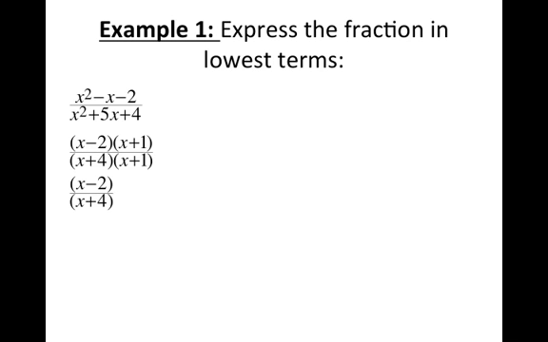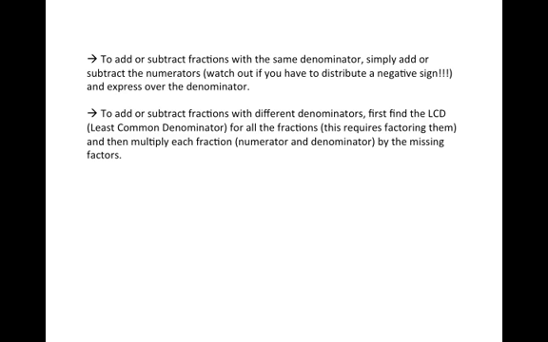All right, to add or subtract fractions with the same denominator, simply add or subtract the numerators because you already have the same denominator. Watch out if you have to distribute a negative sign and express over the denominator. To add or subtract fractions with different denominators, first find the least common denominator for all the fractions, and you're going to have to factor to be able to do that, and then multiply each fraction, numerator and denominator, by the missing factors.